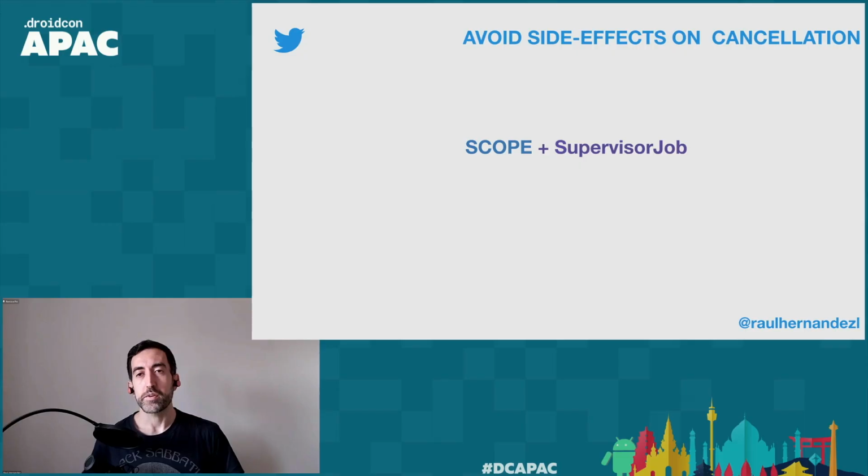Then we have another use case that is different and going to be very useful. It's the one I use for my sample app, and it's basically getting a scope plus a supervisor job.